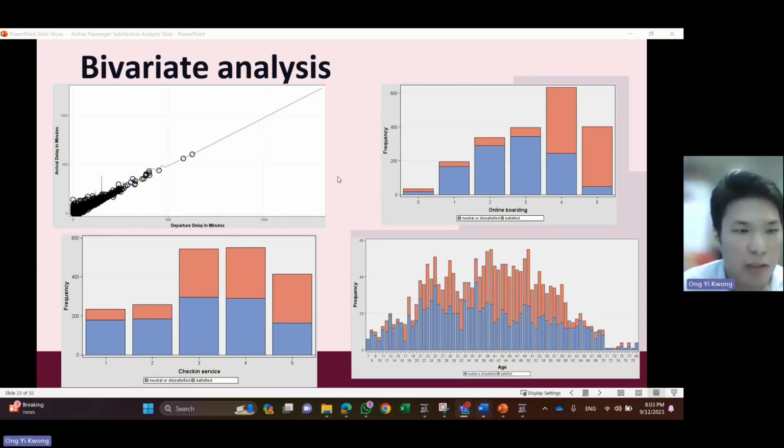I will take over from my groupmate and talk about bivariate analysis. First we look at the line chart here. The arrival delay in minutes is correlated with the departure delay in minutes. When the departure delay in minutes increases, the arrival delay in minutes also increases.